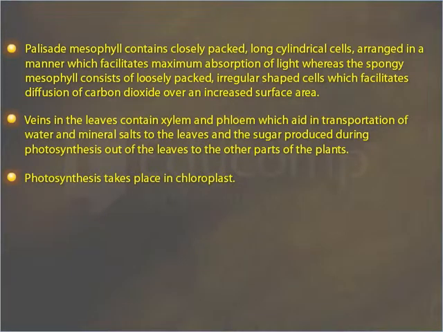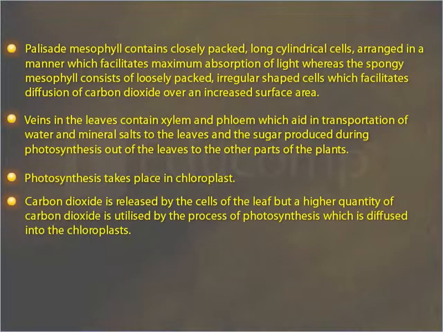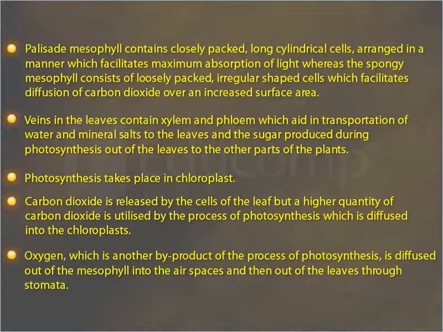Photosynthesis takes place in chloroplast. Carbon dioxide is released by the cells of the leaf, but a higher quantity of carbon dioxide is utilized by the process of photosynthesis, which is diffused into the chloroplasts. Oxygen, which is another byproduct of the process of photosynthesis, is diffused out of the mesophyll into the air spaces and then out of the leaves through stomata.